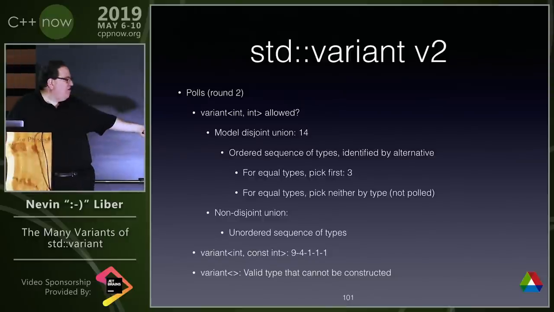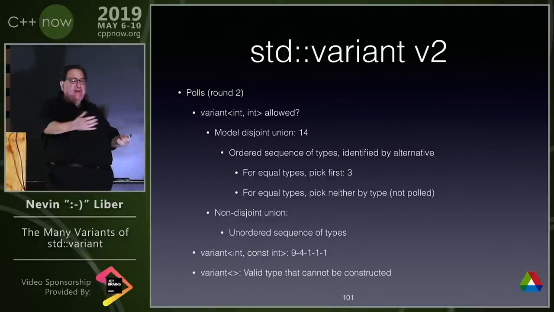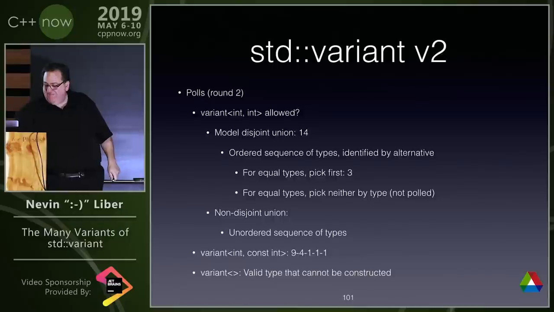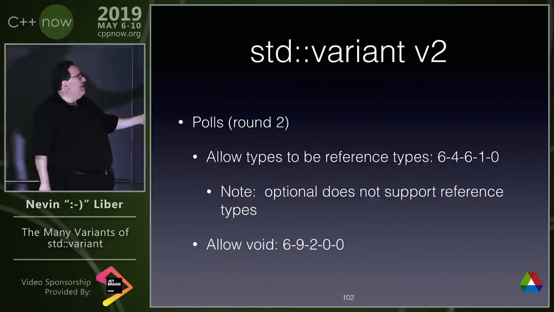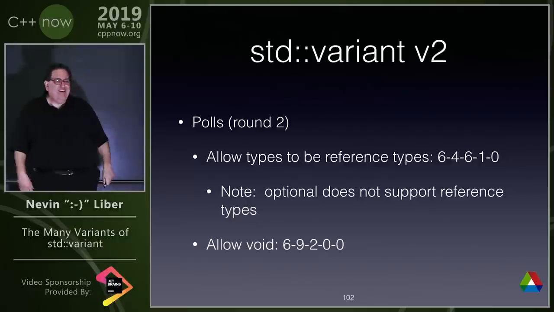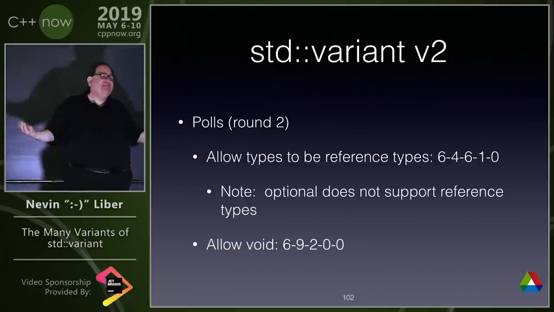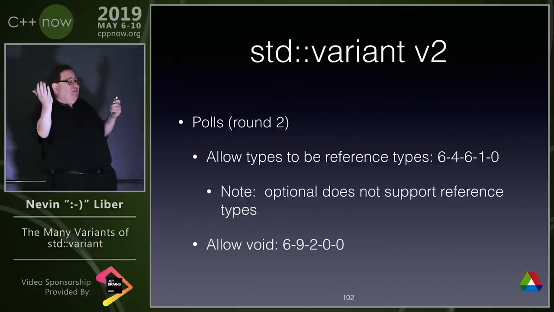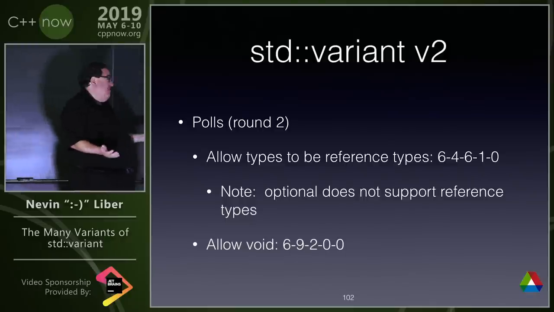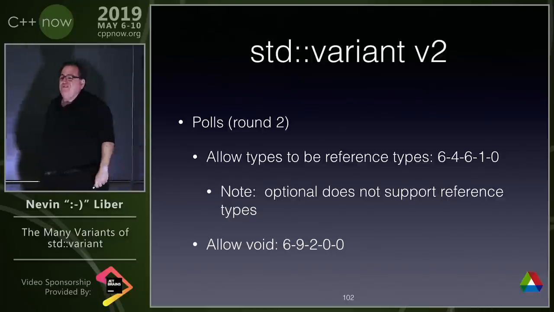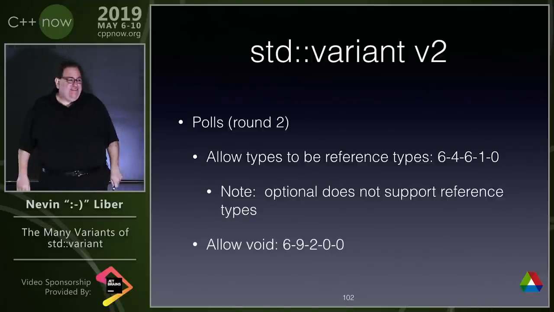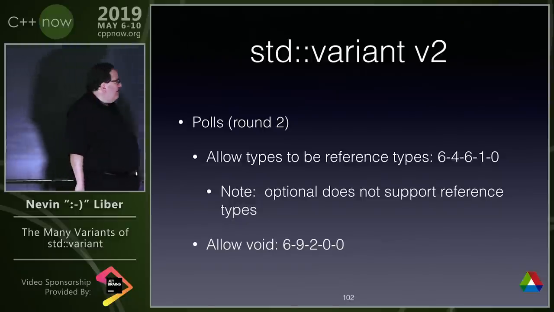I mean, for generic code, you want these kinds of things to work. It's just the base case. Like I said, this went on a long time, right? Should we allow reference types in here? Again, sure, right? We're trying to get consensus, so unless we feel it's a really bad feature, we were just kind of saying yes to almost everything, right? But note, optional does not support reference types, and still at this point does not support reference types.